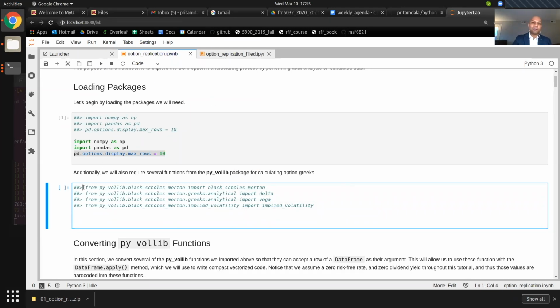All right, so I'm not actually going to type any of this out. Oh, and you've probably learned this trick already, but if you hold down Alt, you can highlight blocks of code like this. So we're going to import a variety of functions from the pyvollib package. Black-Scholes-Merton, which is just the standard pricing formula. Then a couple for the Greeks, delta and Vega. And then finally, the implied volatility function, which we will use.